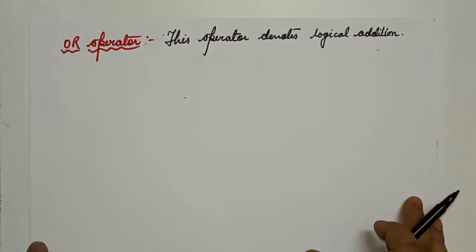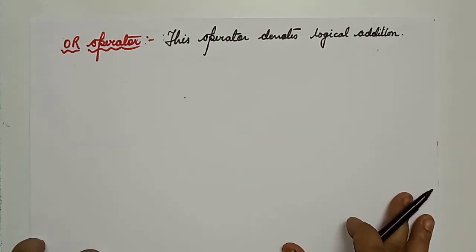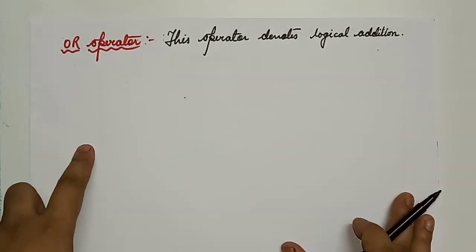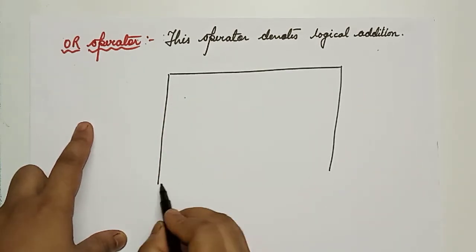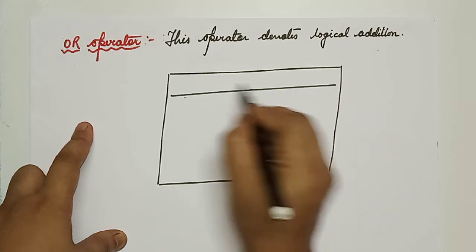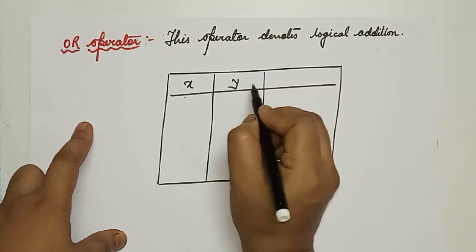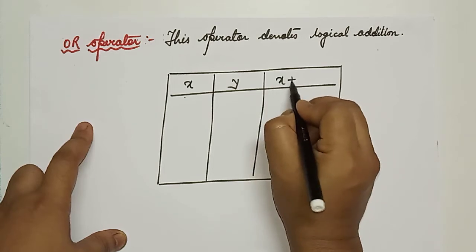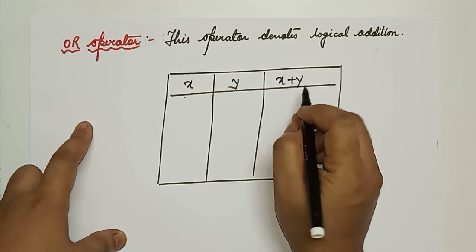OR operator. The operator denotes logical addition. OR operator works with minimum two input variables. It may work with more than two inputs also. To understand the working of the OR operator, let's draw a truth table. Let's say x and y, these are the two input variables, and we have to find out x plus y. This is the OR operation between x and y.